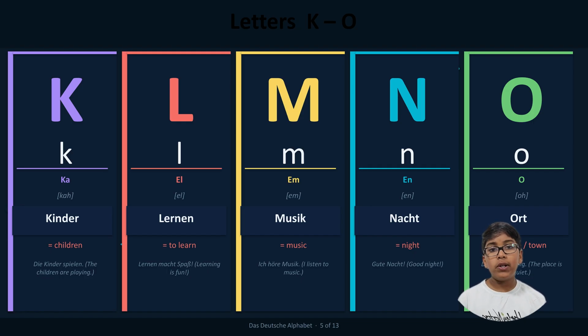O, pronounced O, like the O in the English word more. The example word is Ort. Say it. Ort. It means place or town. Der Ort ist ruhig. The place is quiet. You are getting really good at this.